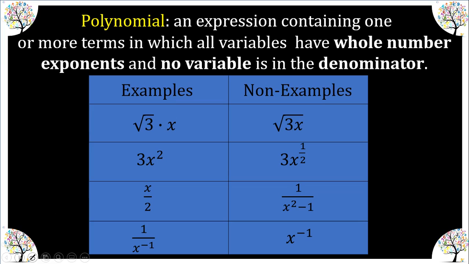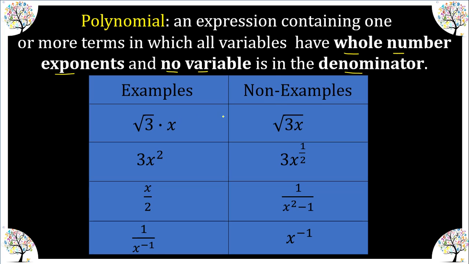So let's define what a polynomial is. A polynomial is an expression containing one or more terms in which all variables have whole number exponents and no variable is in the denominator. So in this chart below, we're going to take a look at some examples of polynomials and compare them to the non-example. So you may want to write this chart in your notes.